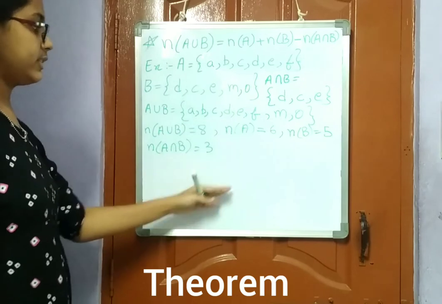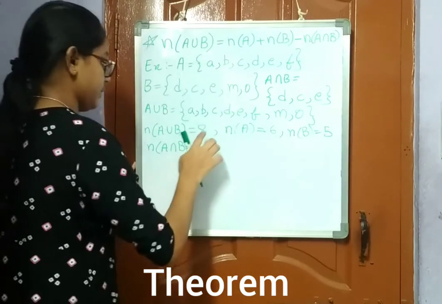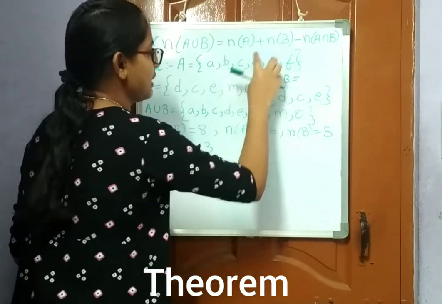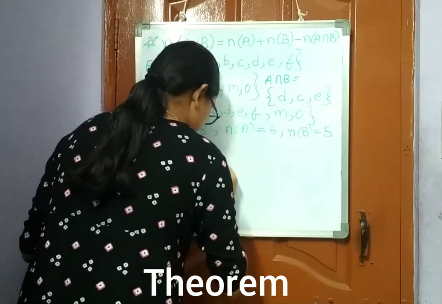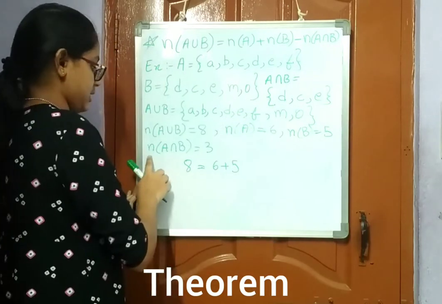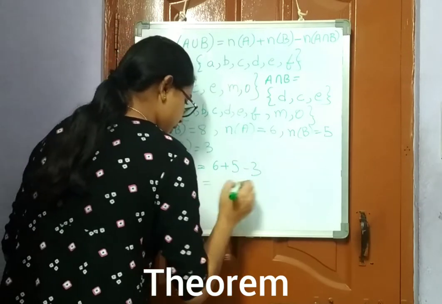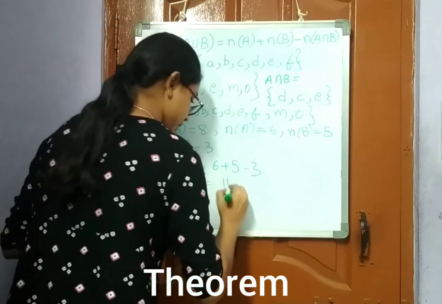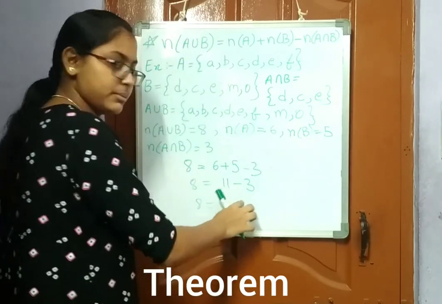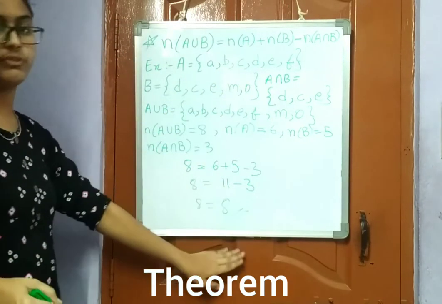Now let's substitute all these values in the given formula. That is n of A union B, that is 8, equals n of A plus n of B, that is 6 plus 5, minus n of A intersection B, that is 3. Now 8 equals 6 plus 5, which is 11, minus 3. So 8 equals 11 minus 3, that is 8. So the given theorem is proved.